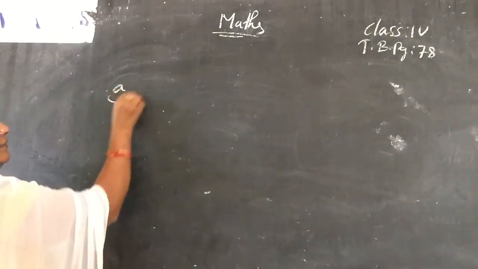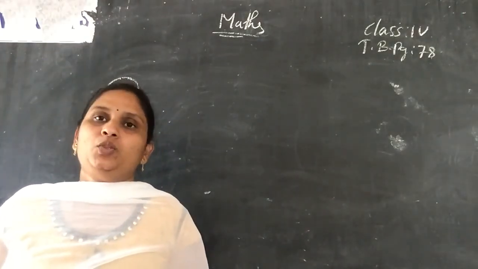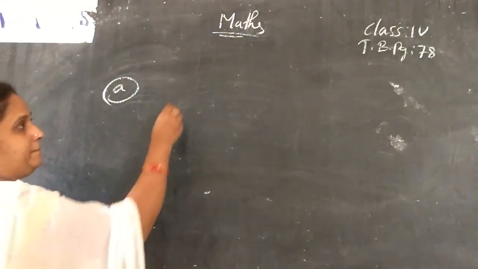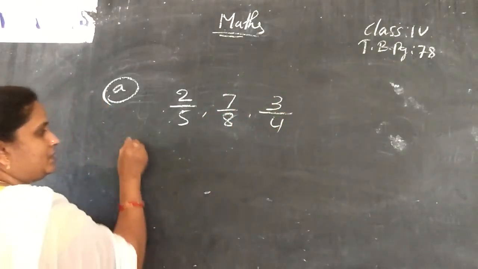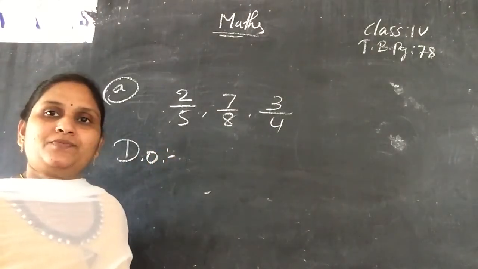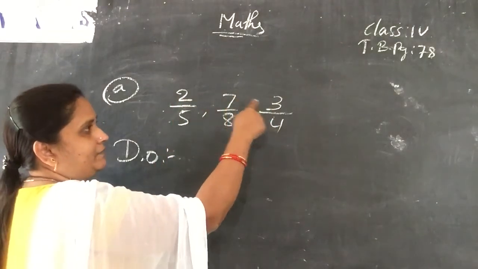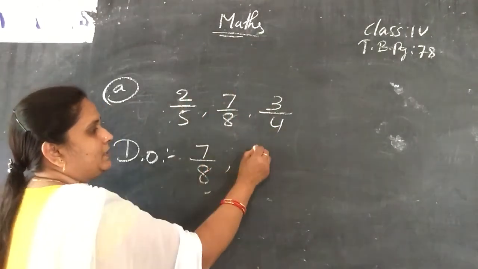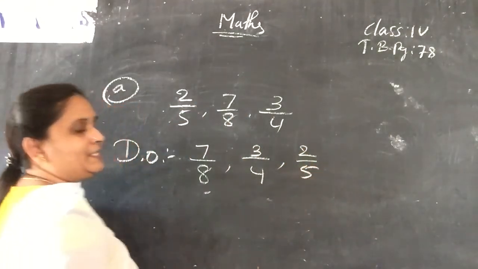For the descending order, first we have to compare all the numerators. The numerators which have a greater number will be considered bigger numbers. So here 2 by 5, 7 by 8, 3 by 4 is there. What is the meaning of descending order, children? Arranging the numbers from the greatest number to the smallest number. So compared to 2, 7, 3, 7 is the greatest number, so write 7 by 8. Next, 2 and 3: 3 is the greatest number, so 3 by 4. Next 2 by 5. Like that the descending order has to be written.